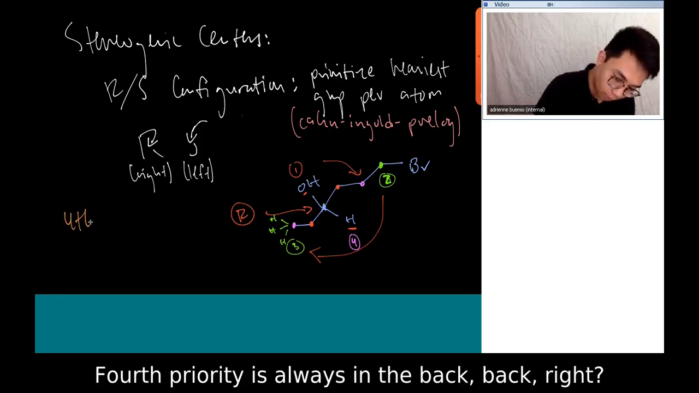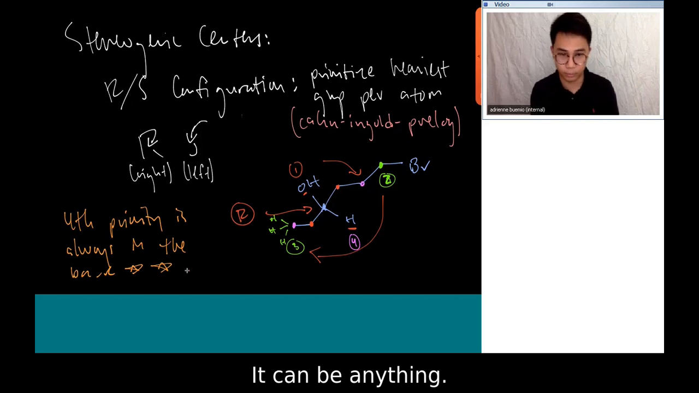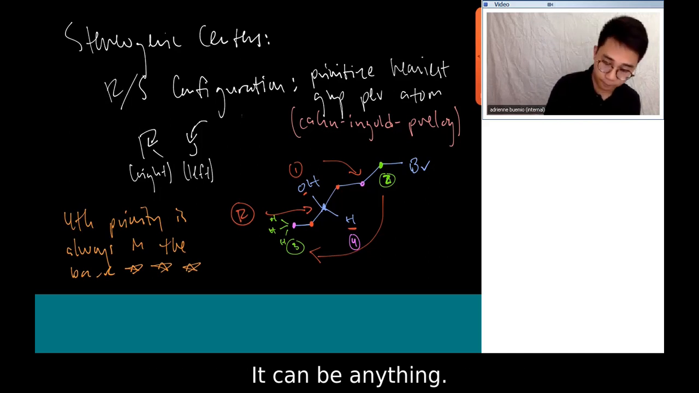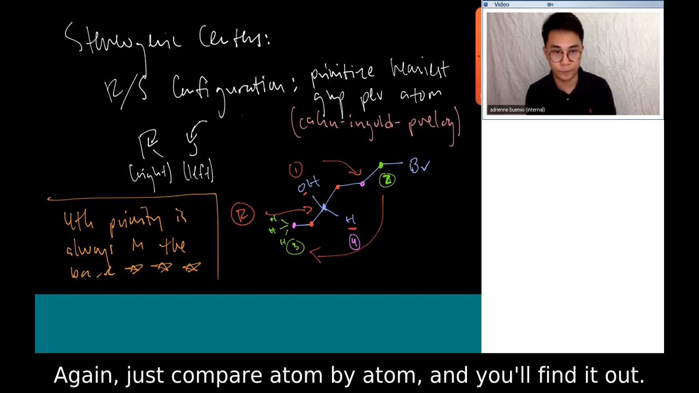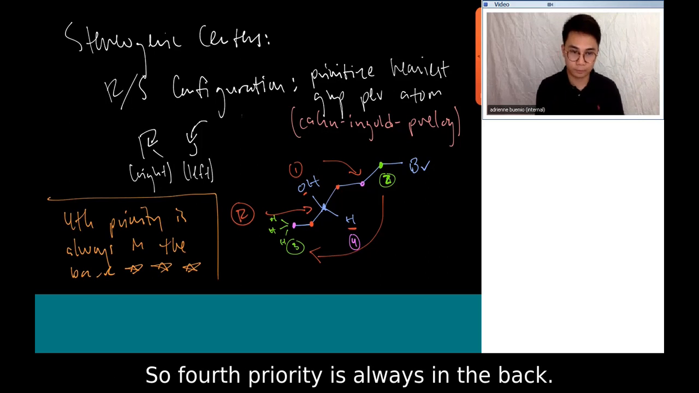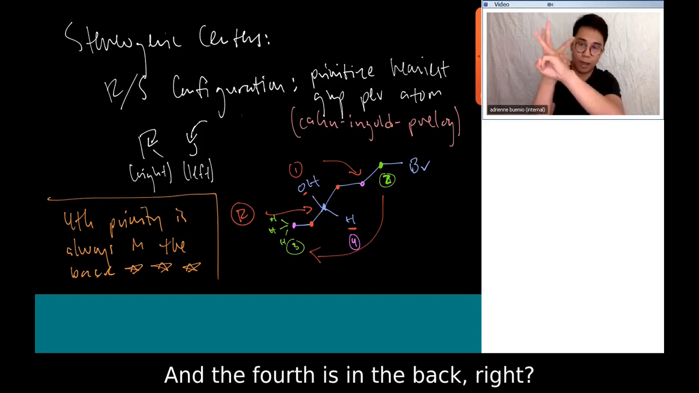Fourth priority is always in the back, right? So it's not always hydrogen. It's not always a methyl group. It can be anything. Again, just compare it atom by atom and you'll find it out. So fourth priority is always in the back, and that's because think of it as here's the three, and the fourth is in the back, right?